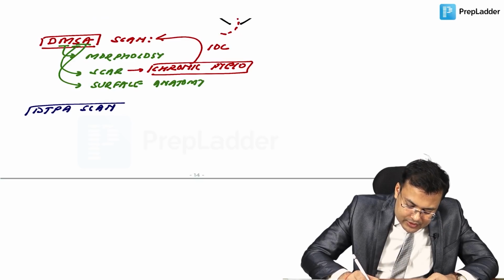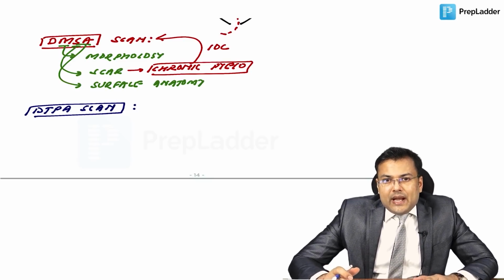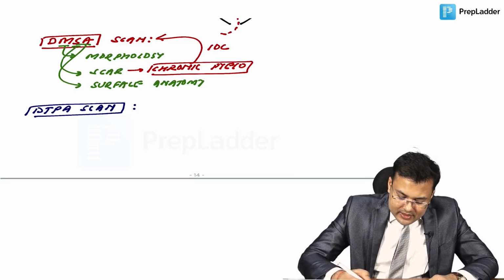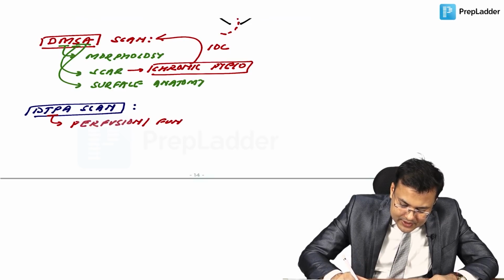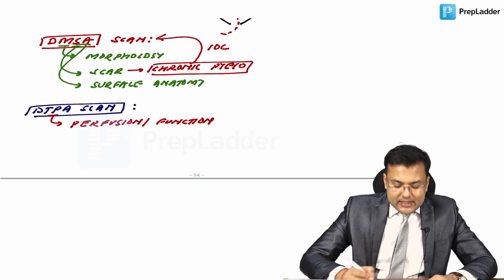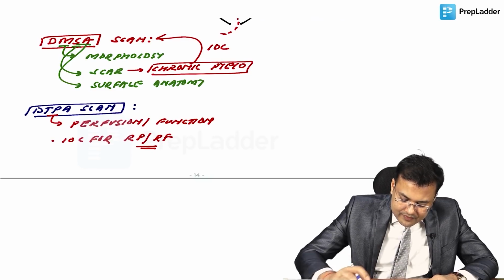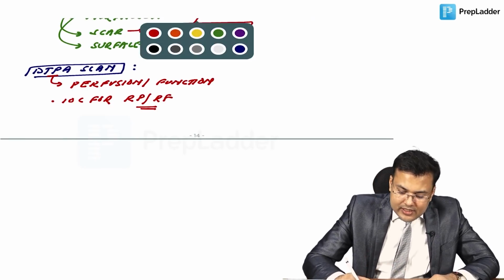Next is DTPA scan. What is the full form of DTPA? Diethylene triamine pentaacetic acid scan. How to remember? Here see, this is P, and P means perfusion and function. So DTPA scan is the investigation of choice for renal perfusion and renal function. Third is MAG3.